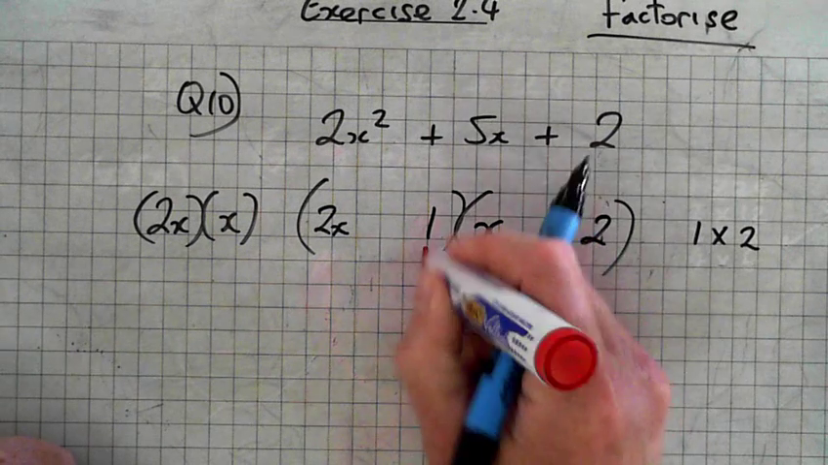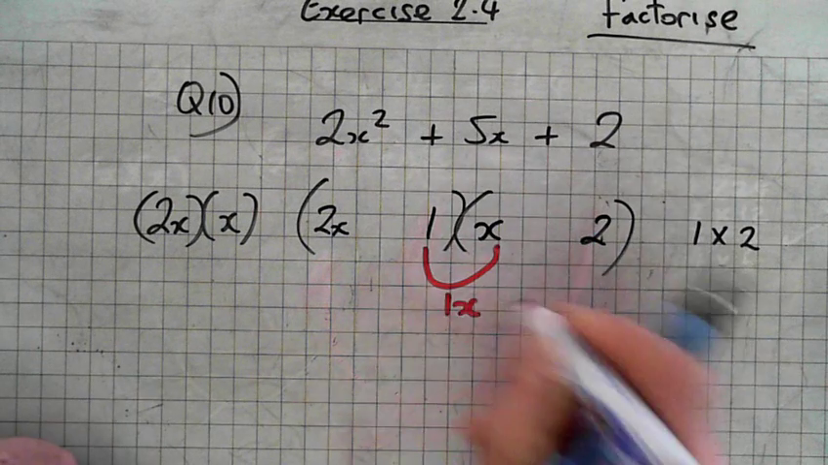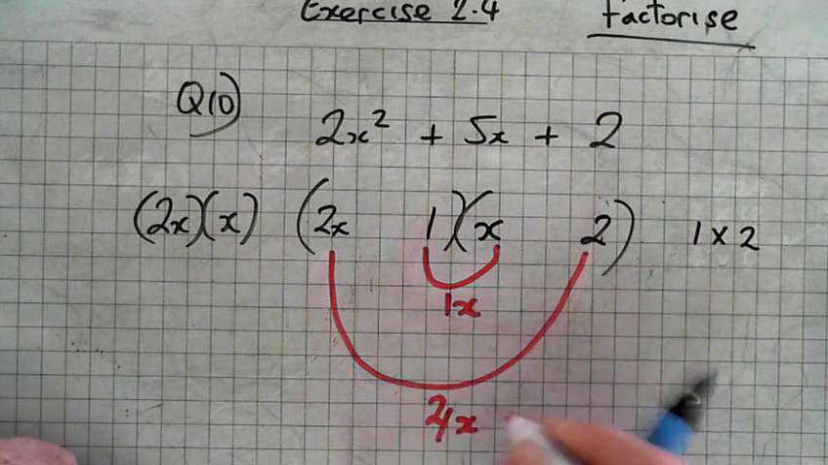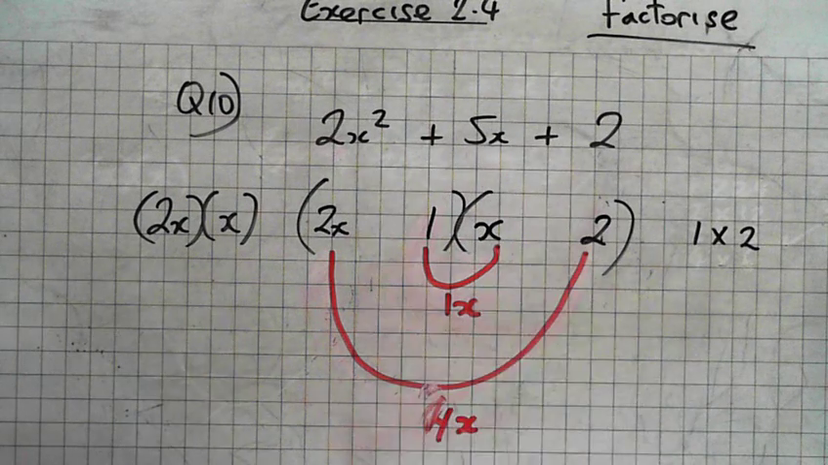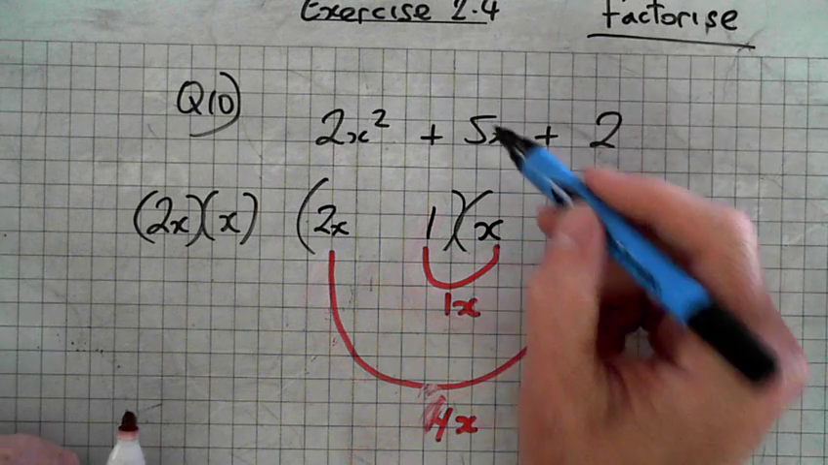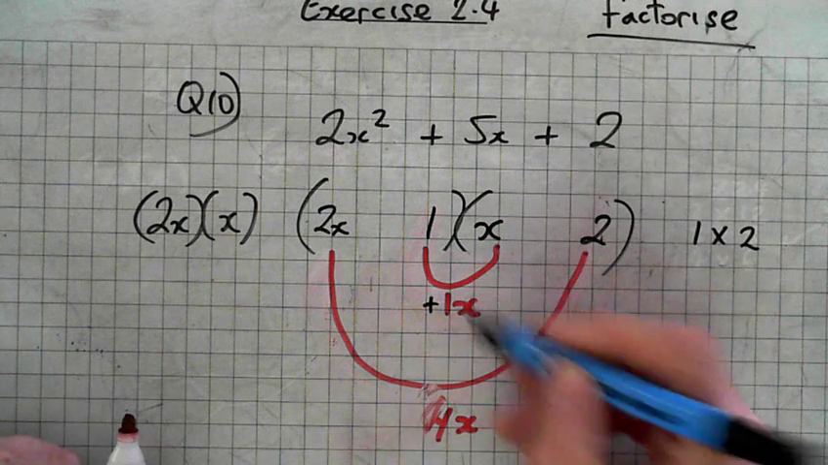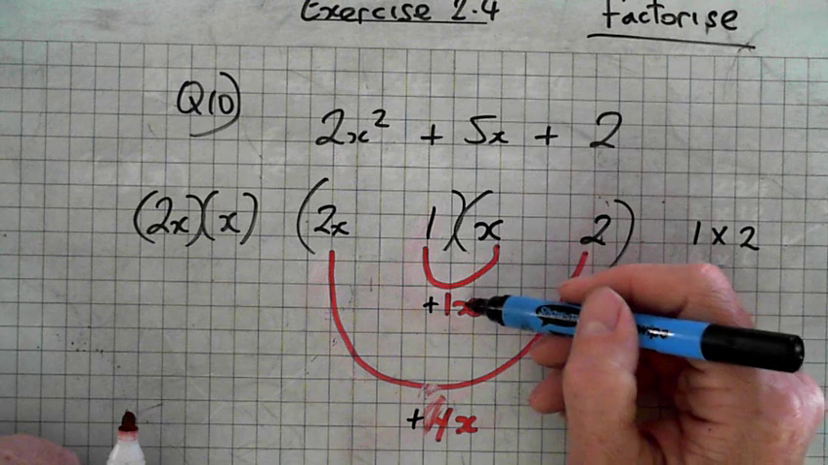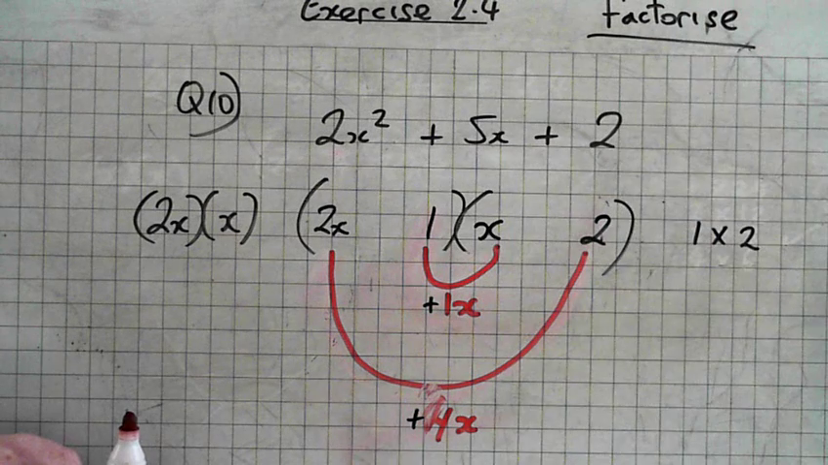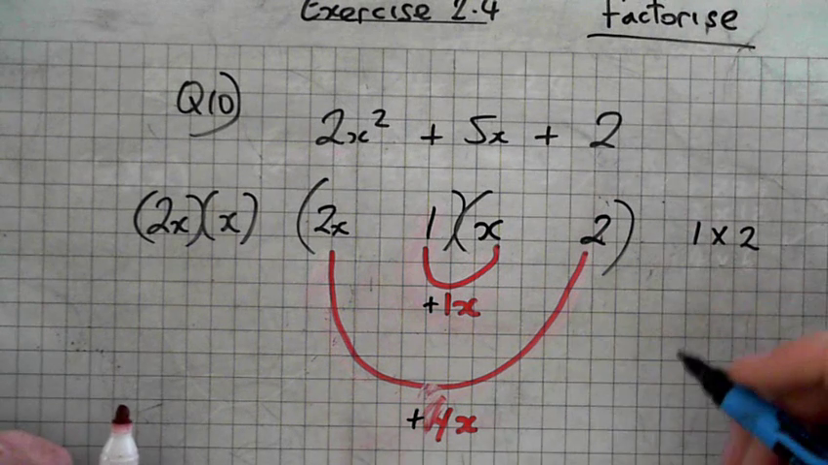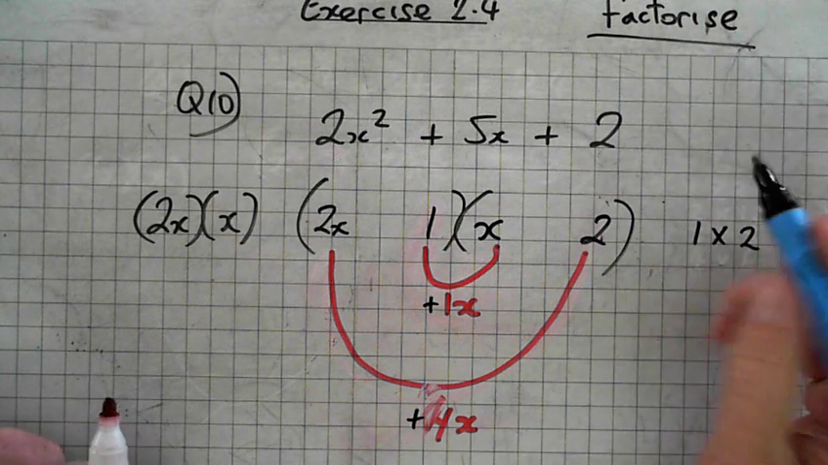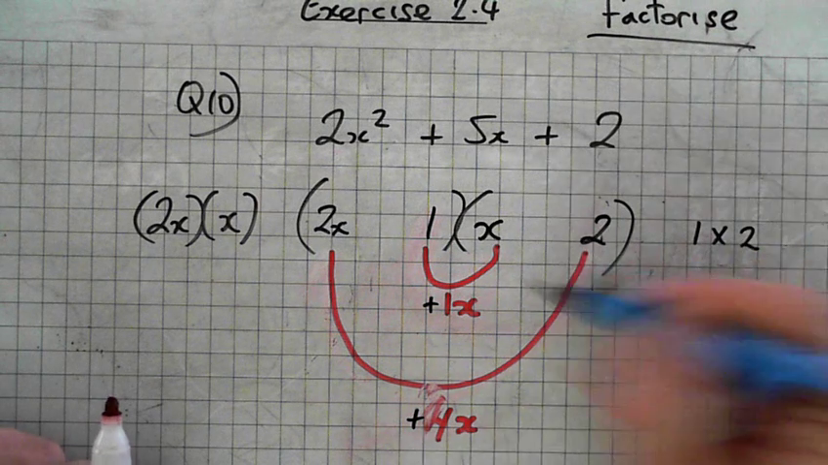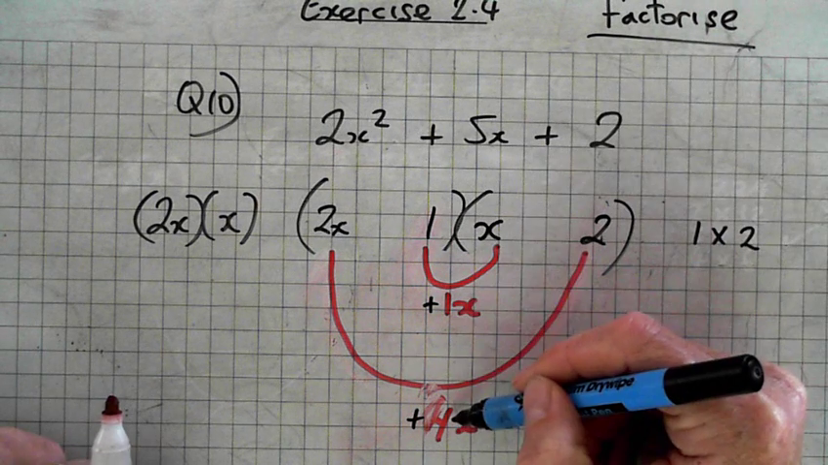Check again. 1 times x. 2x times 2. 4x, isn't it? Alright, how do I get plus 5x? Plus 1x plus 4x. Would that not be 5x? Oh yeah. Yeah, sorry, my mistake. No, that's fine. Alright. So plus 1, plus 4.